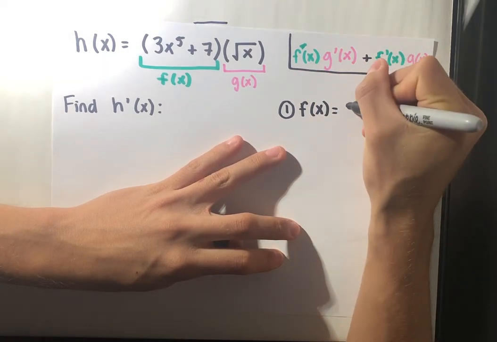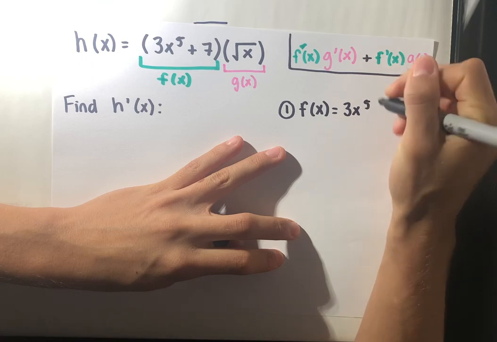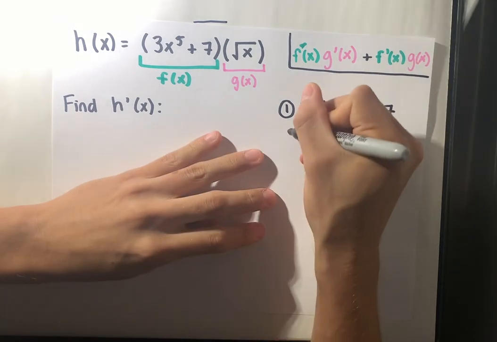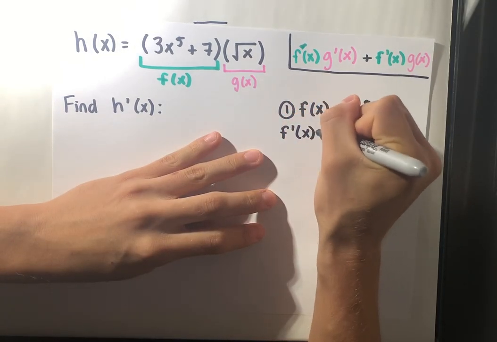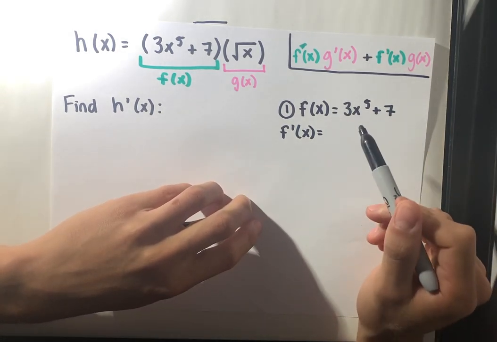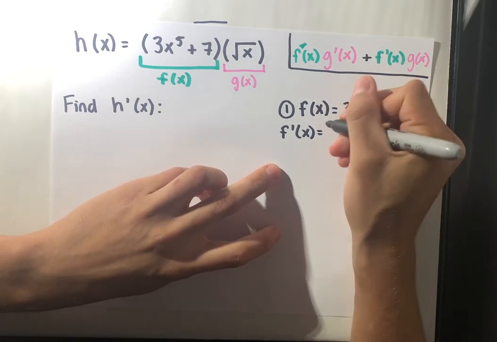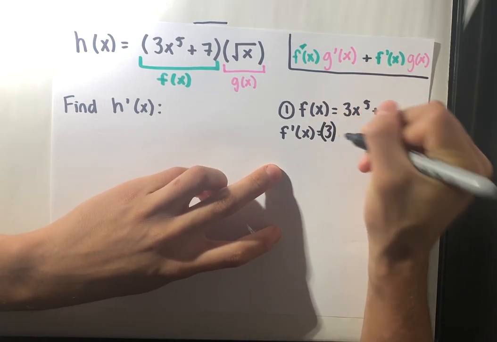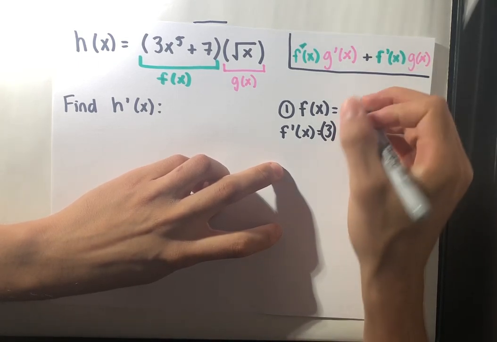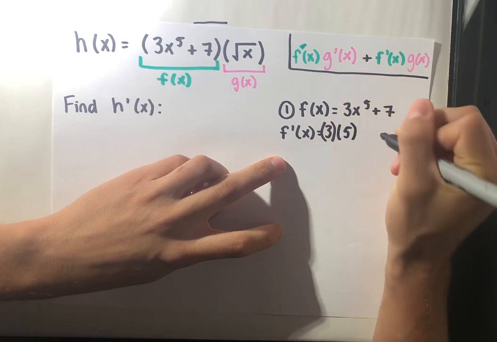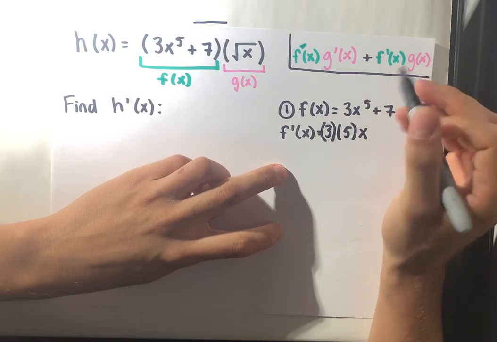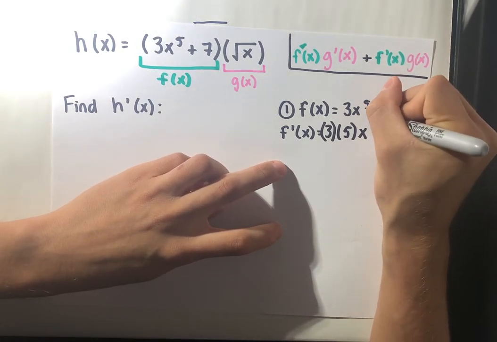So our function f of x is 3x to the power of 5 plus 7. Now let's find the derivative of this. Let's look at the first term, 3x to the power of 5. Now we know from the power rule that we keep the 3 separate and we bring down n. n in this case is 5. So we bring down the 5 and we multiply it by x to the power of n minus 1. And n in this case is 5, so you're going to get a 4.